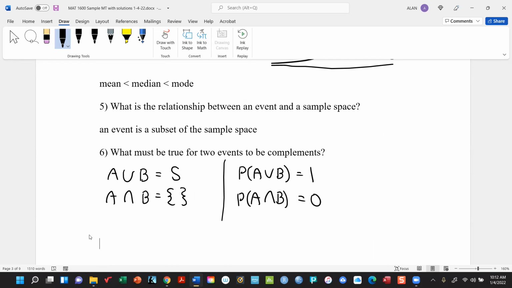Now, in some of the problems that we worked on, we may not have known the actual values of A and B, but we were given their probabilities. So either one of these will do the job. You don't need both, but either the first set of statements or the second set of statements will be enough to prove that these two events are complements.